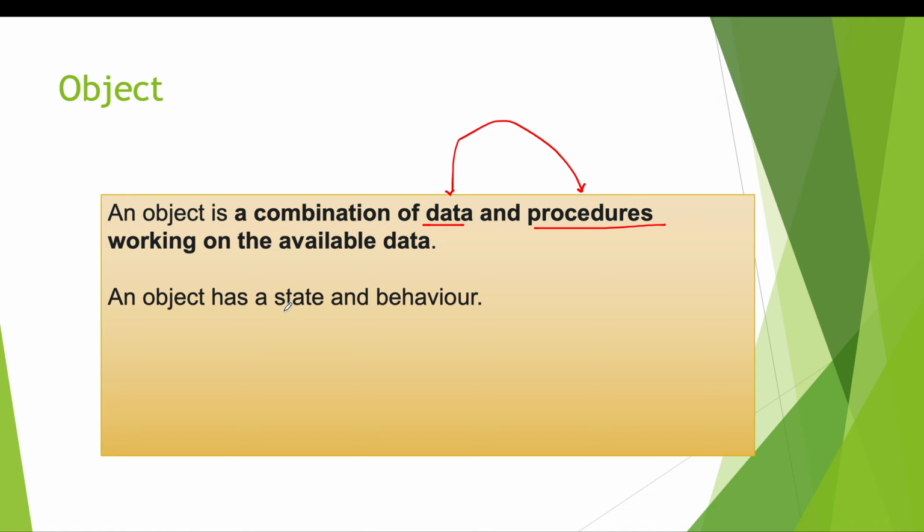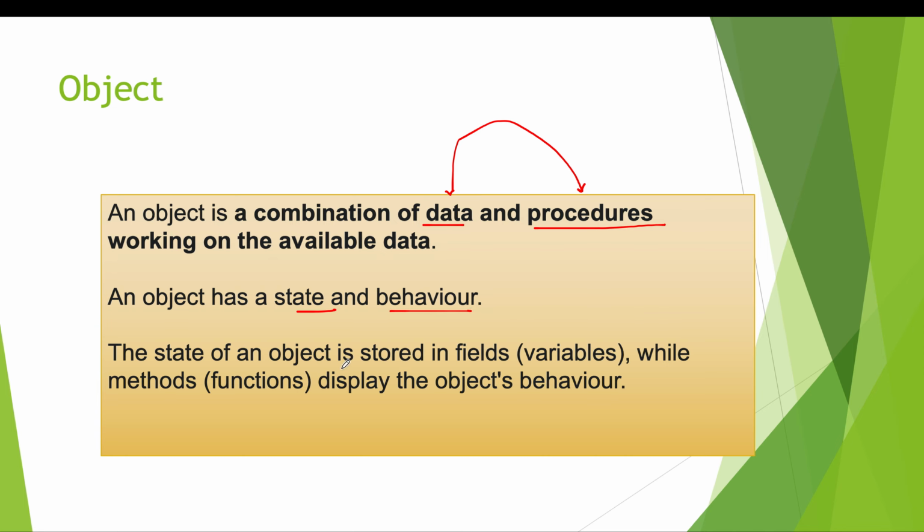An object has a state and a behavior. What is the state of the object? The state of the object is stored in fields, that is variables. So information about the object, the variables associated with the object, tells about the state of the object. While what is the behavior? Behavior is the functionality, or you can say methods, which are associated with that particular object. So each object has its state and its behavior. States are the variables associated with the objects, like the white color, 200 grams for the laptop charger, and behavior is the functionality, that is it is going to charge the laptop.